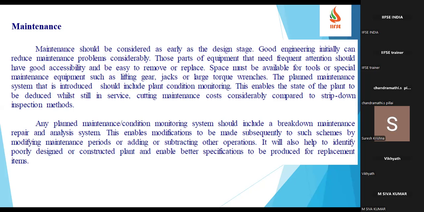A plant maintenance system, if introduced, should include plant condition monitoring. It enables the state of the plant to be assessed while in service and cuts maintenance cost considerably compared to tear-down inspection methods. It is simple: you should have a proper maintenance mechanism, like preventive maintenance, so that before the equipment goes on shutdown or has an accident, you are doing diagnosis.